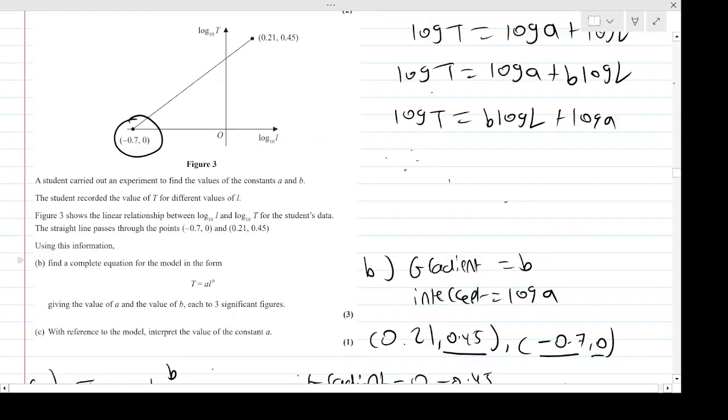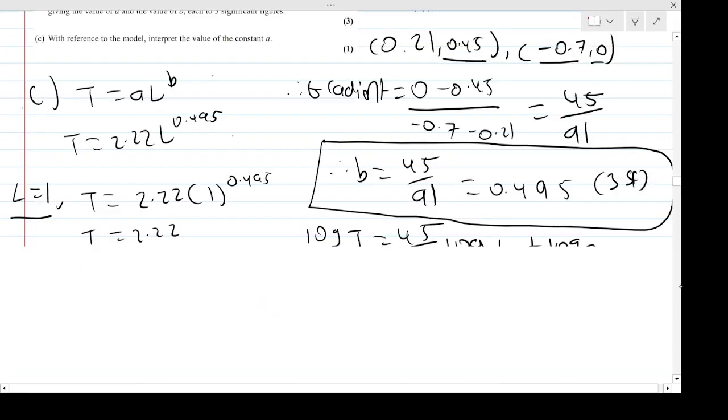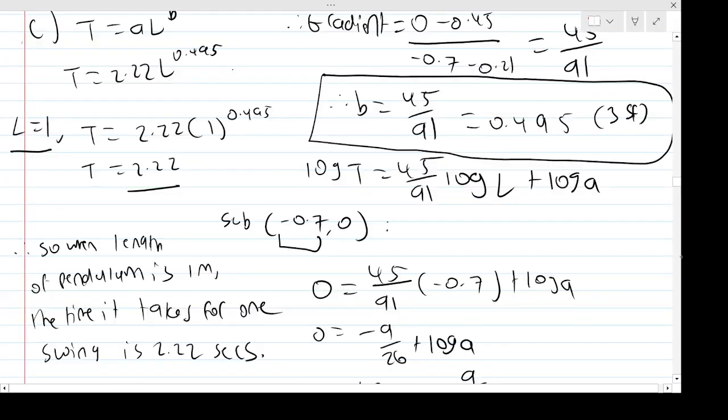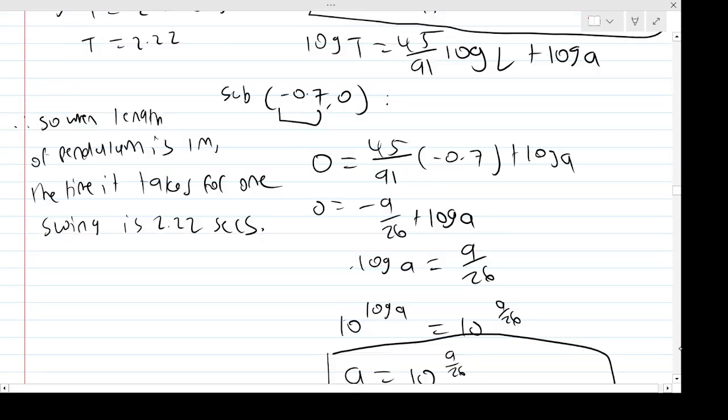I think that's quite confusing. It's quite a bit different to normal, but hopefully it made some sort of sense. How we worked out what A meant here was by considering L equals 1, and so that gets me 2.22 for T, which is the time. Okay, so when the length is 1, the time is 2.22 essentially. Right. Okay.